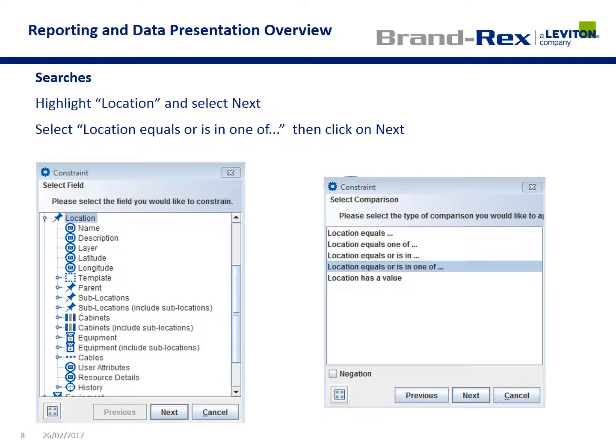An example of why you might choose this option is because you may have selected a building to run the report from, and if location equals is selected, SmartPatch will search for the cabinets in the building folder itself, whereas in the database the cabinets are actually created on the floors of the building. So with location equals selected, the report would bring out no results. Click on Next after selecting locations equals or is in one of.